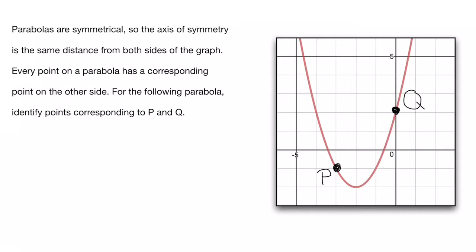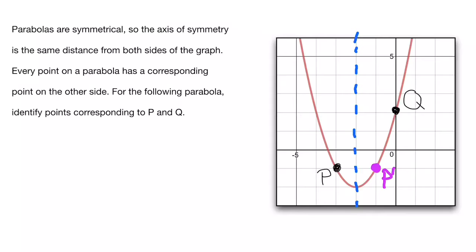Okay, parabolas are symmetrical, so the axis of symmetry is the same distance from both sides. So in this case, this would be our axis of symmetry. Every point on the parabola has a corresponding point on the other side. For the following parabola, identify the points corresponding to P and Q. So in this case, if you look, P is right here at negative 3, negative 1. The corresponding point is just the same distance on the other side, so right here.